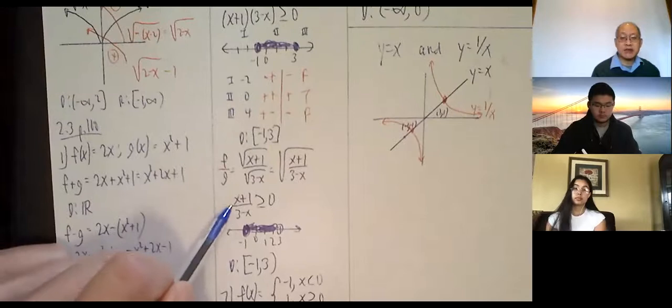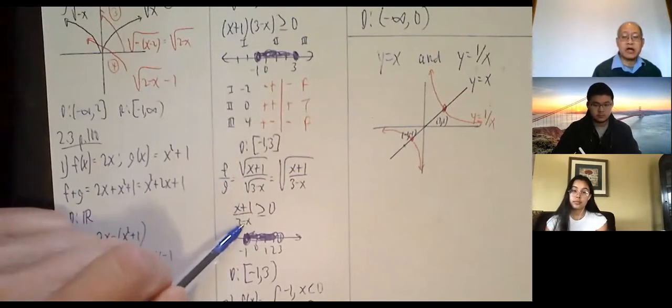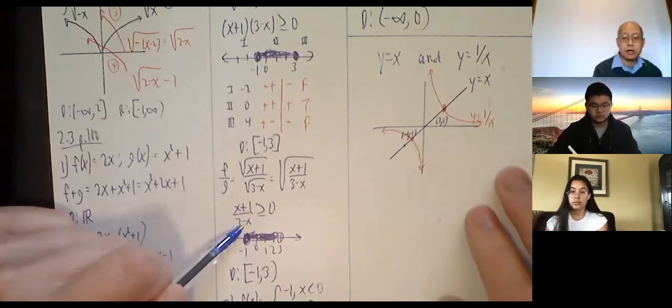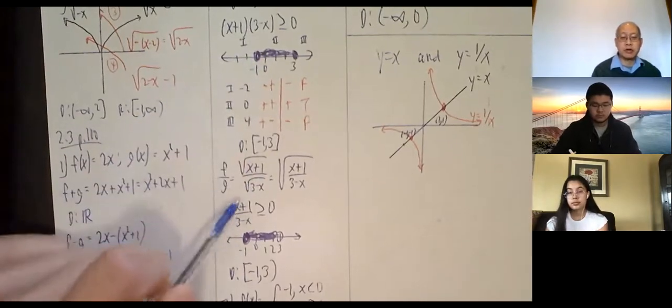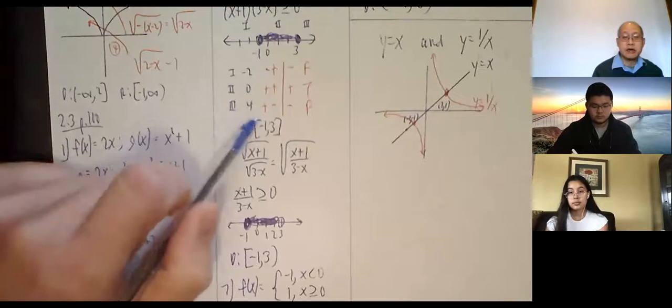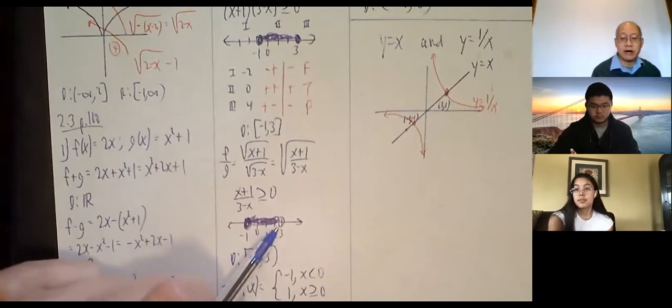Now, the analysis for this is exactly the same as the analysis for this, with one big exception. You're not allowed to plug in 3, because if you plug in 3, you're dividing by 0. Other than that, the signs and everything would be exactly the same. So the only difference for this domain is here it's bracket negative 1, 3, bracket. Here it's bracket negative 1, 3, parenthesis, because we're not counting the 3 itself.